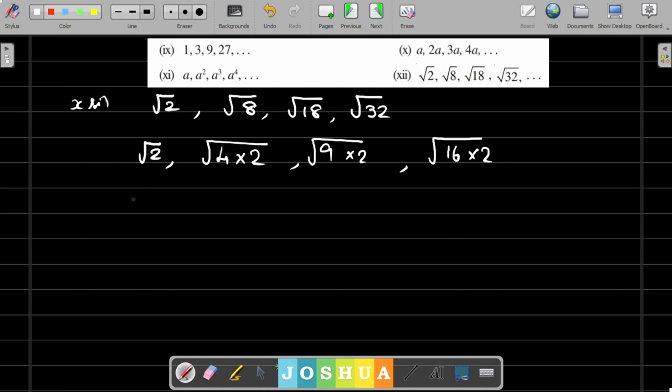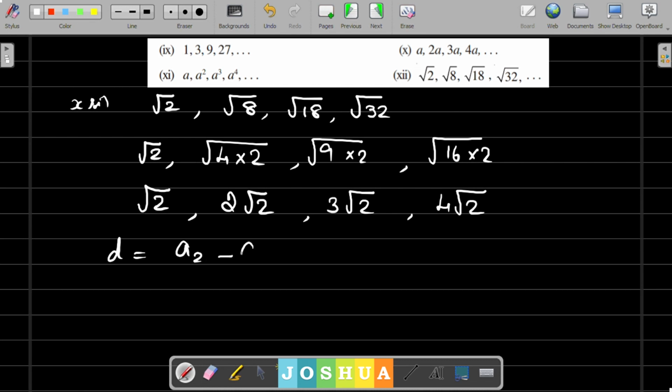So now the same expression can be written as square root 2. Square root of 4 is 2, so 2 root 2 I'm writing here. Square root of 9 is 3, so 3 root 2. And square root of 16 is 4, and therefore 4 root 2. So now it is easy for me to find the difference here. So d is equal to second term minus first term. The second term is 2 root 2, the first term is root 2. So 2 root 2 minus 1 root 2, that is, the difference is root 2.